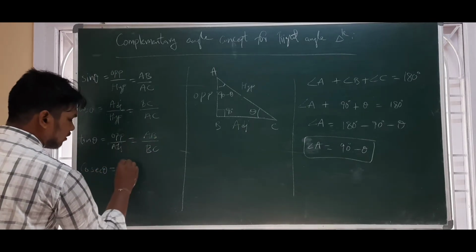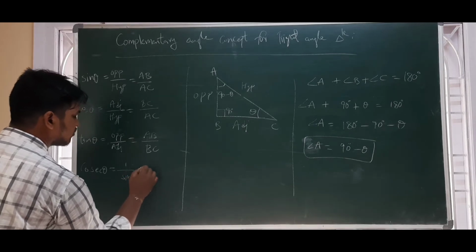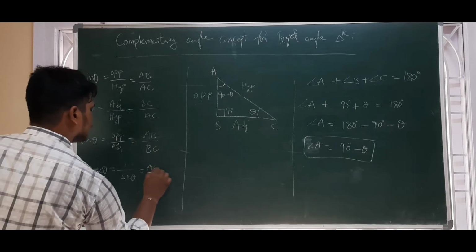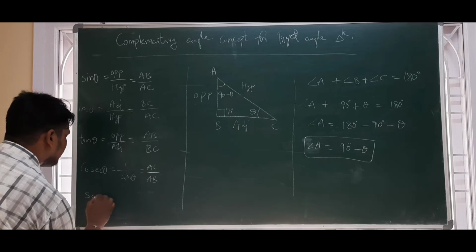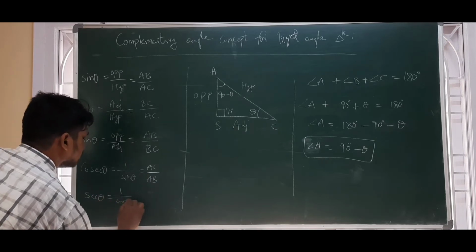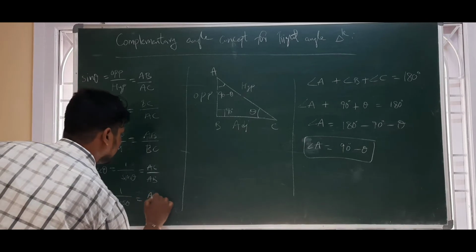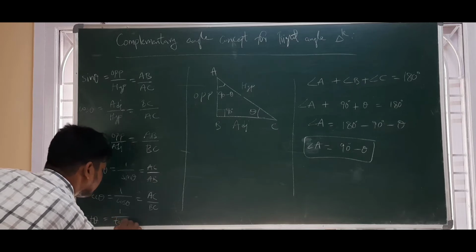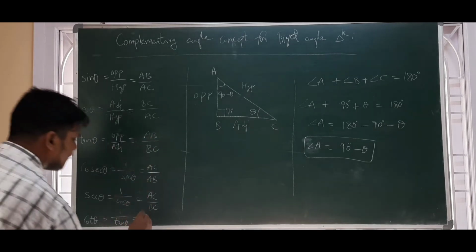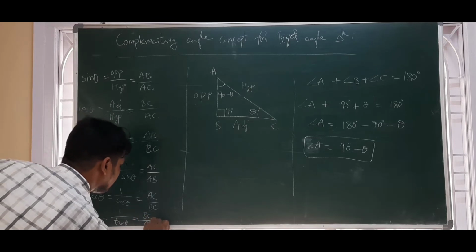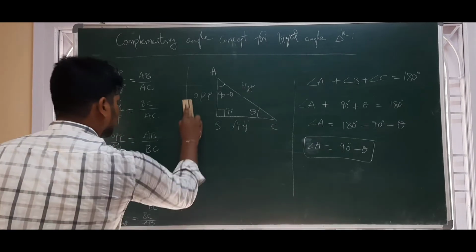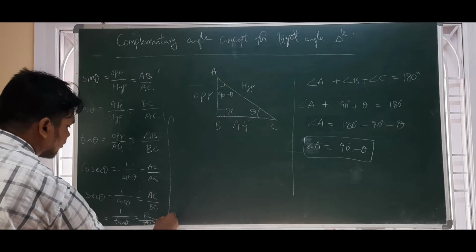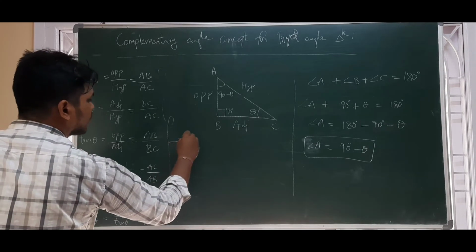What is cosecant? As I told you before, it is the reciprocal of sine, 1 by sine, which becomes AC by AB. What is secant? Reciprocal of cos. So it becomes AC by BC. What is cot? It is the reciprocal of tan, 1 by tan. What happens? BC by AB. Now let me take all the 6 trigonometric ratios here as equation number 1.